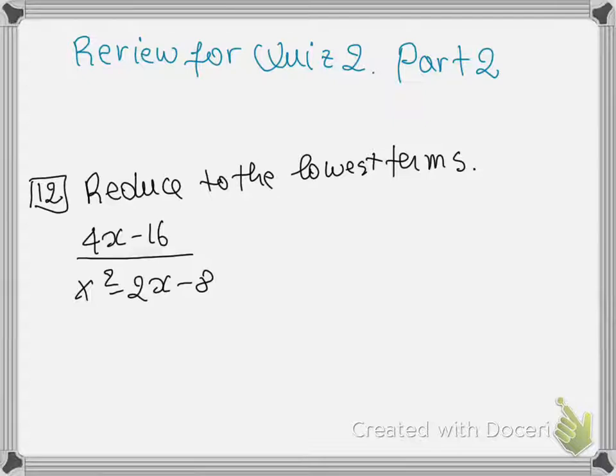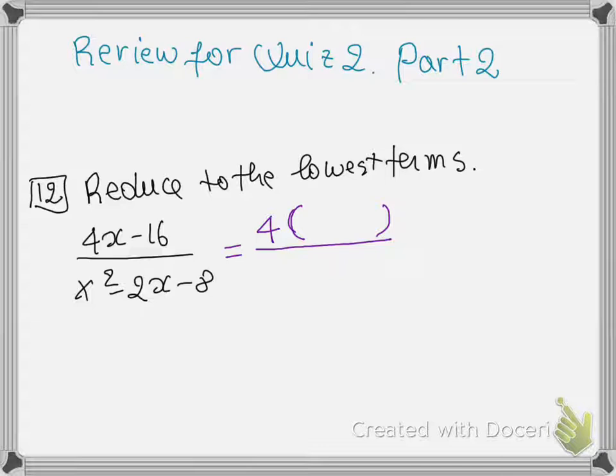So in question 11, we are asked to reduce this fraction to the lowest terms. To do that, we want to factor the numerator and the denominator, and then we're going to be looking for common factors so we can cancel them out. So let's look at the numerator, which is 4x minus 16, and we're going to find the greatest common factor, which is 4. And then we're going to pull that out. Then we're going to find out the quantity that will multiply 4 to get us to 4x minus 16.